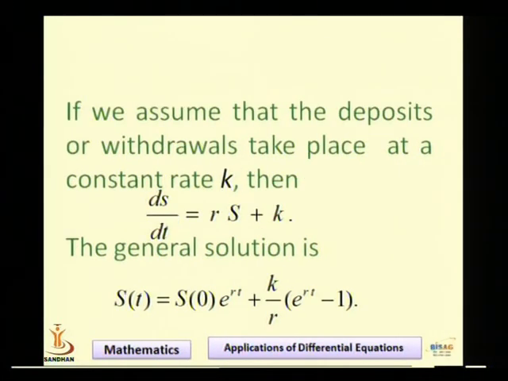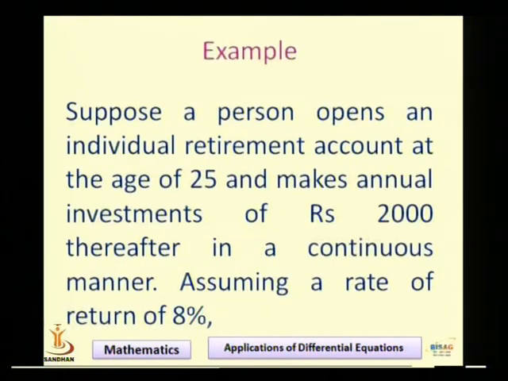Now if we assume that deposits or withdrawals take place at a constant rate k, then I can modify the equation to dS/dt = rS + k. k is the rate. Then if you solve this equation, I can obtain the solution S(t) = S0 e^(rt) + (k/r)(e^(rt) - 1). I will get the solution in this form.